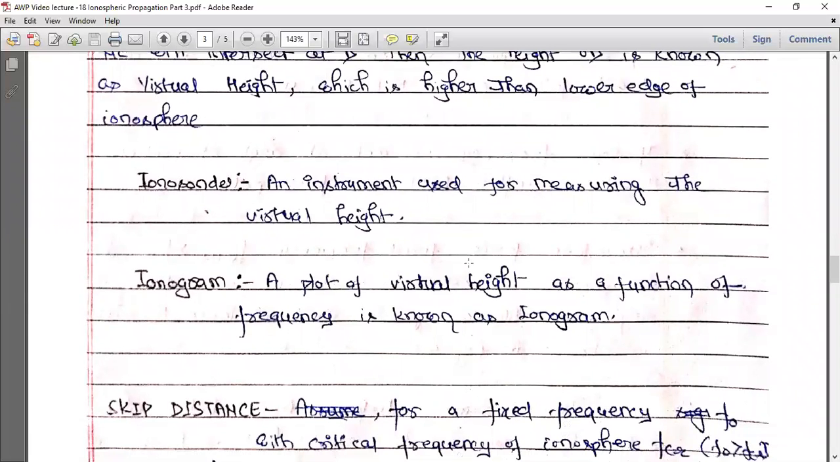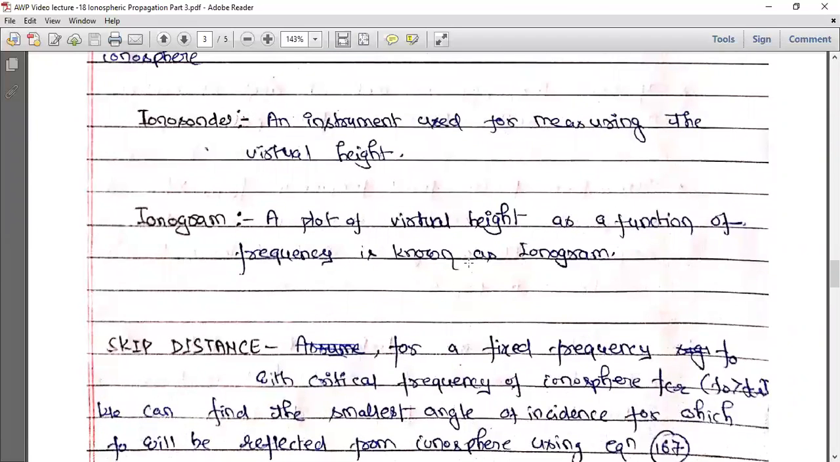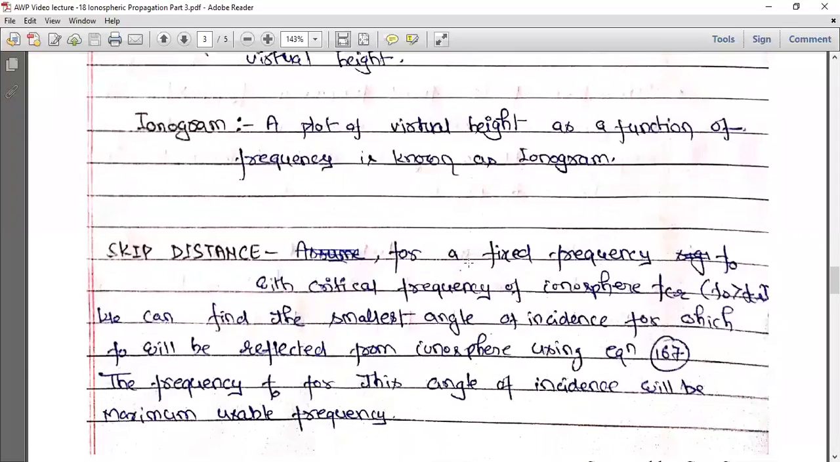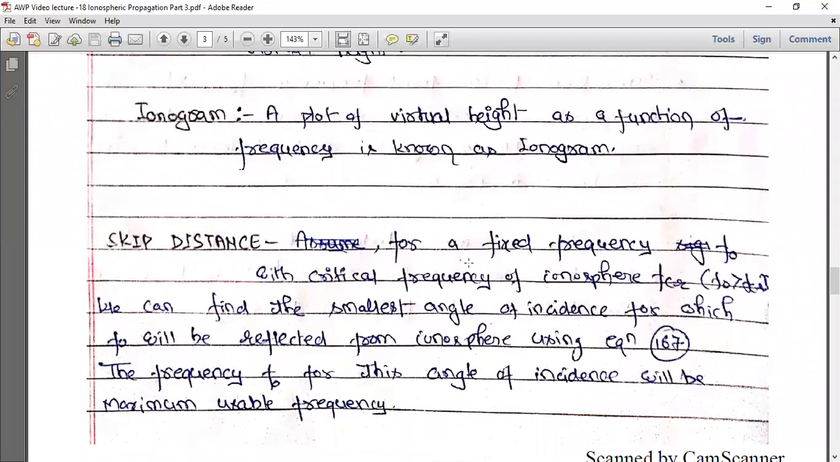Now, why did we study this virtual height? To understand our next parameter, the skip distance, we use this concept of virtual height. Suppose you have a fixed frequency f0, with critical frequency of the ionosphere being fcr. What is the critical frequency? The critical frequency of the ionosphere is the largest frequency which, when incident normally on the ionosphere, reflects back from the ionosphere. So this is the largest frequency.